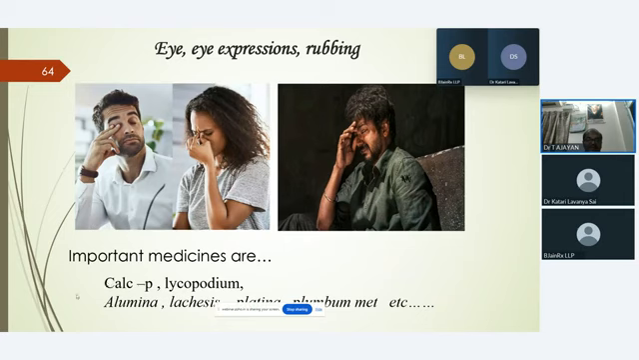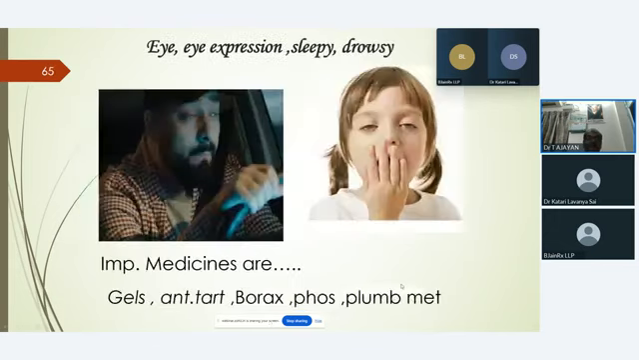A few drugs: Calcarea fluorica, Lycopodium, Alumina, Platina, Lac caninum, Plumbum, etc. Always an eye expression of rubbing; this characteristic feature is there, just remember a few of these type of medicines. Then listen, eye expression sleepy, drowsy. Medicines are Antimonium tartaricum, Gelsemium. Gelsemium, everybody knows the 3 D's: dizziness, drowsiness, dullness and trembling. Borax, Phosphorus, Plumbum.